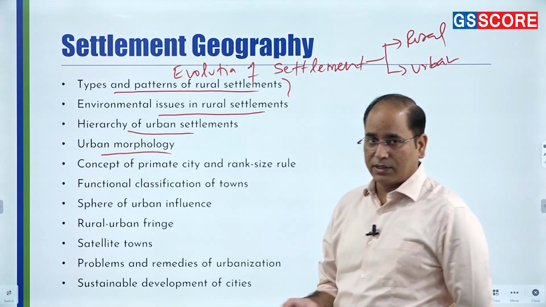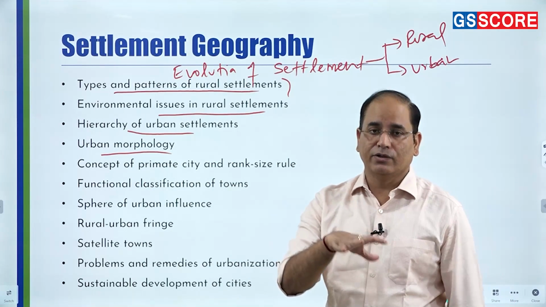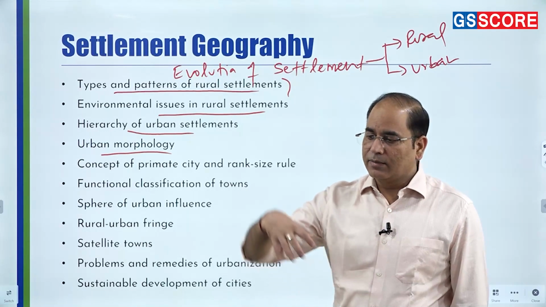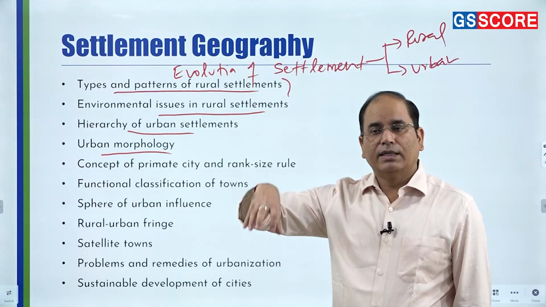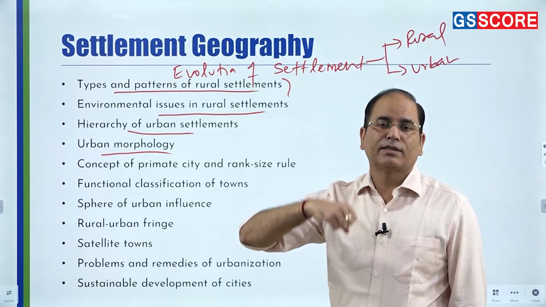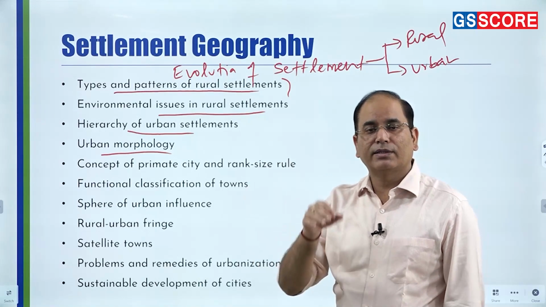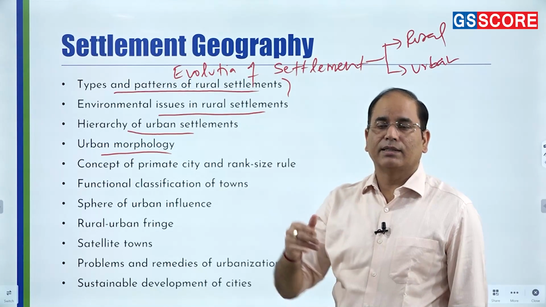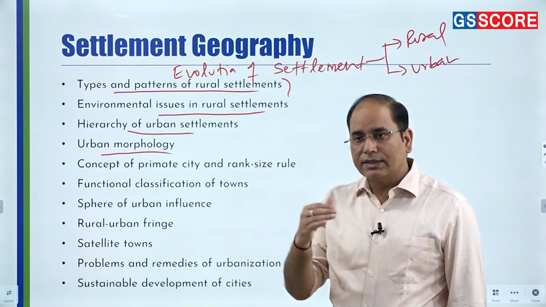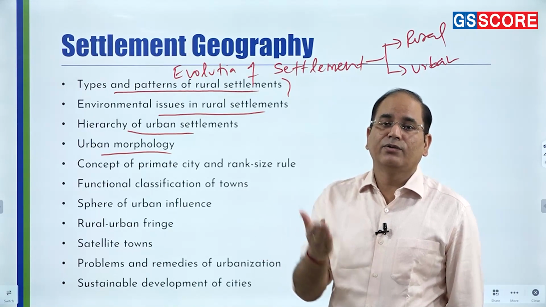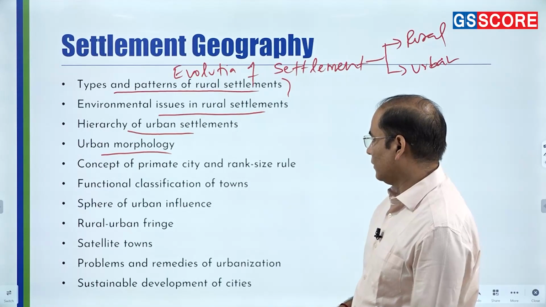Then comes urban morphology. Urban morphology is simply the land use. If you notice, in an urban area there will be some places where the district administration building is, and most of the important buildings are there. Then there will be surroundings where some of the people are living, houses are there. Then outskirts are there. So this is how the city develops, the land use being decided. That is part of urban morphology.